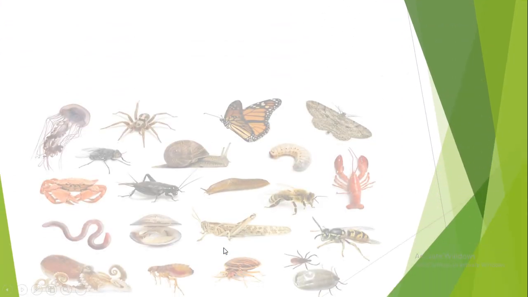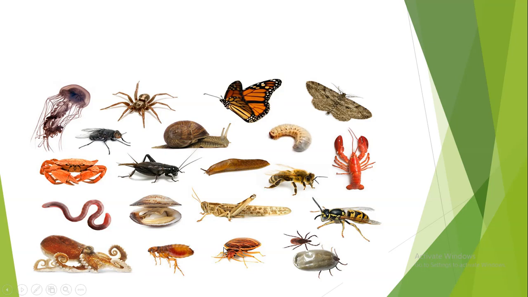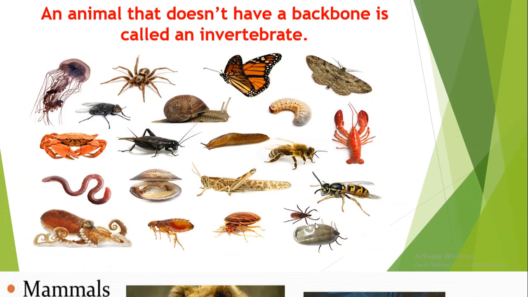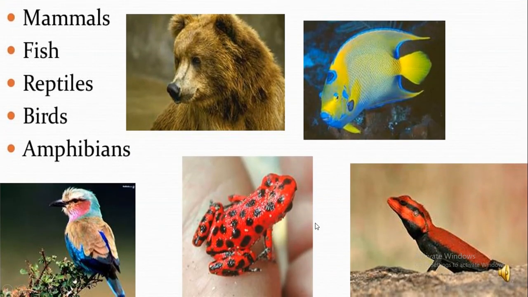Now, look at this picture here. These are invertebrate animals. That means they don't have backbones. Snail, squid, earthworm, a grasshopper, a bee, all these animals are invertebrate. That means that they don't have backbones. Let's start with vertebrate animals.